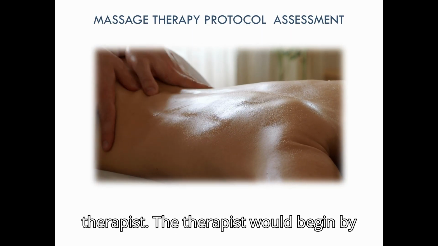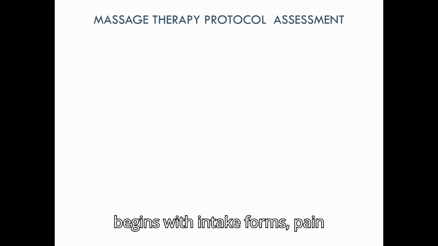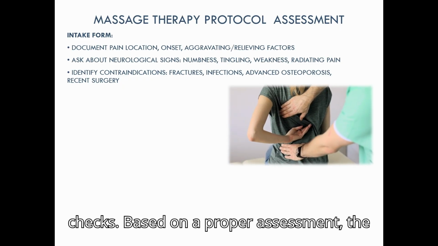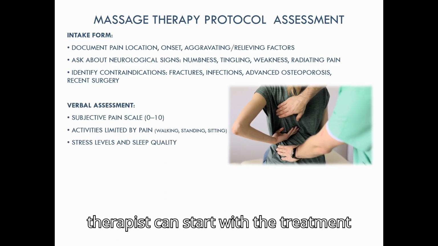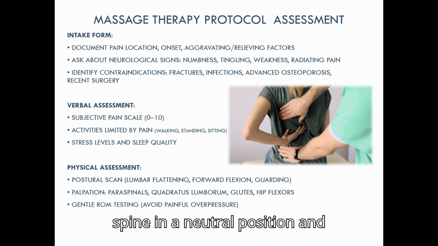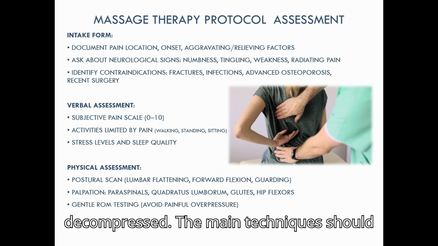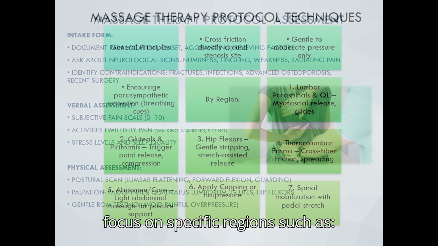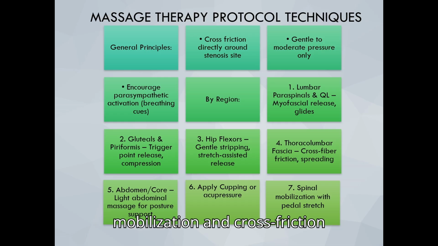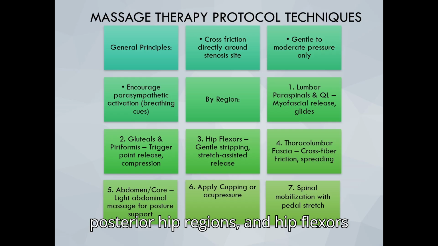The therapist would begin by performing a clinical assessment with intake forms, pain scales, and gentle range of motion checks. Based on the assessment, the therapist can start the treatment plan. The therapist should place the client on the therapeutic table with the spine in a neutral position and decompressed. The main techniques should focus on specific regions such as lumbar paraspinals and quadratus lumborum, with localized soft tissue mobilization and cross-friction approaches.